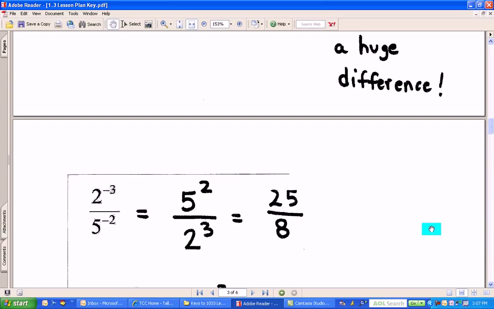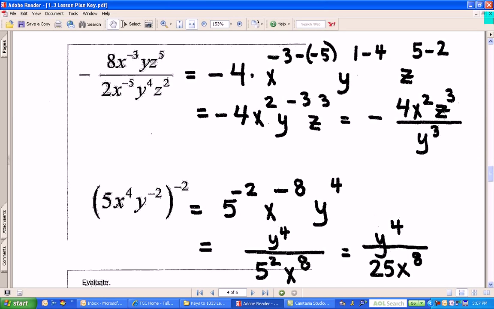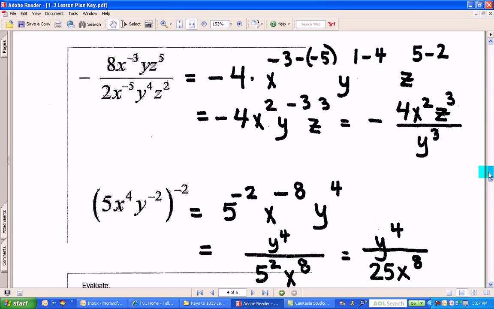This example, let's follow the rules again. 2 to the negative 3 moves to the bottom as 2 to the third. 5 to the negative second goes up to the top as 5 squared. When you actually carry it out, 5 squared becomes 25, 2 to the third becomes 8. And we're in great shape now. Okay, oops, I went a little too far. Let me come back with my cursor for you.